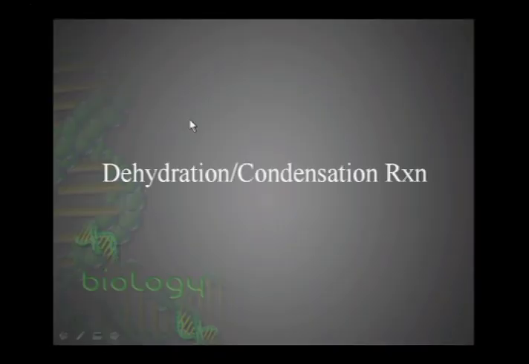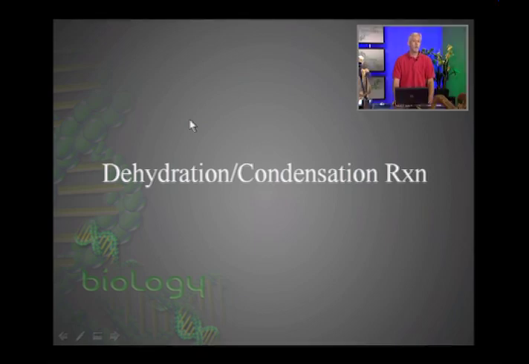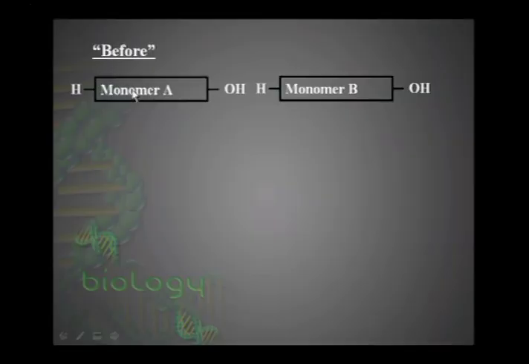Now, when you have monomers and we're going to put those together, what puts them together is a specific type of chemical reaction known as a dehydration or condensation reaction. And so, again, if we look at our before picture here, we have a monomer. It doesn't really matter what it is, monomer A and monomer B. And you'll notice that there's a hydrogen hanging off one end and an OH group hanging off the other.